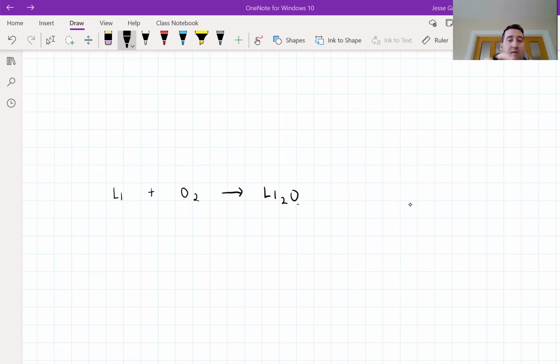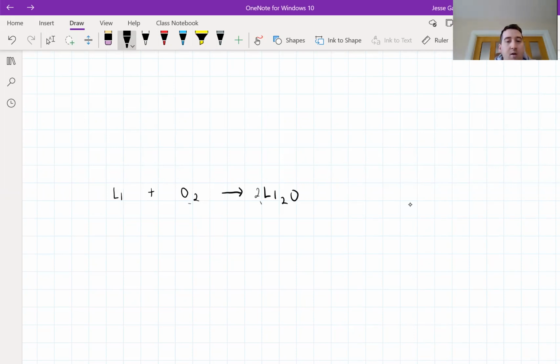So what I want you to do is pause the video, write this down, and have a go at balancing it. All right, to balance this successfully, I would start with the oxygens. Here I've got one oxygen on the right and I've got two on the left. So to balance that out, I'm going to make a 2 of this whole thing on the right. Okay, so now I've got 2 oxygens here.